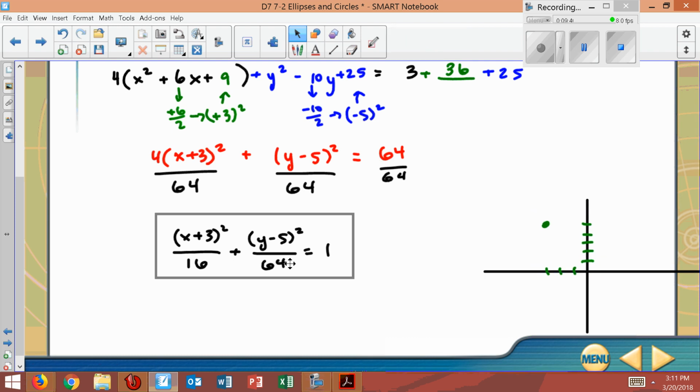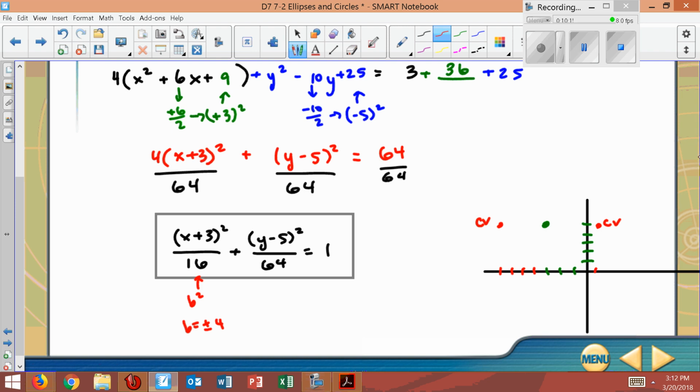Now, when you take the square root of this, remember, this is now our b squared because it's smaller. If that's b squared, then b equals plus or minus 4. So I'm going to go left 4 units. 1, 2, 3, and 4. And I'll put a point, and then write for it 1, 2, 3, and 4. Put a point. These are the co-vertices.